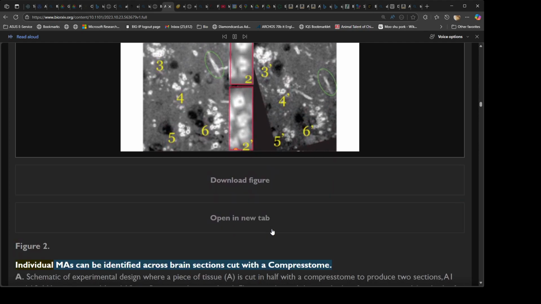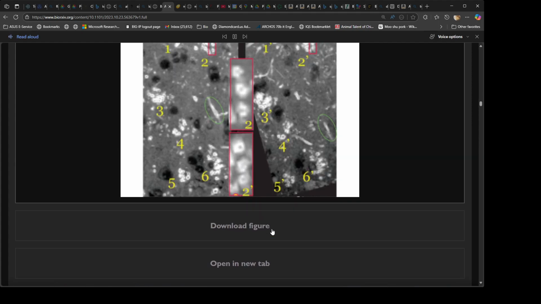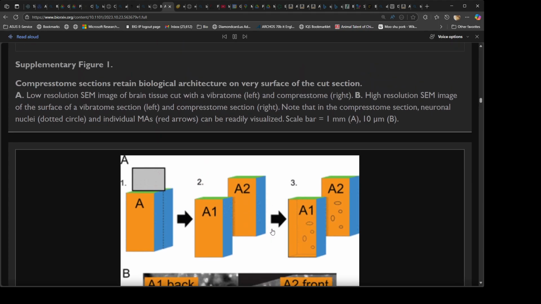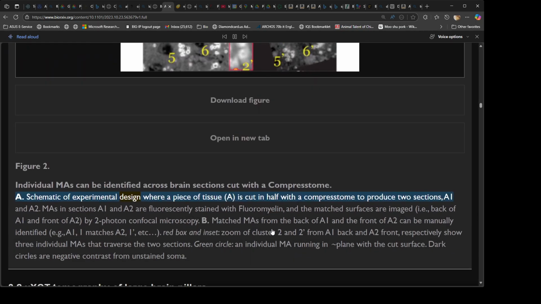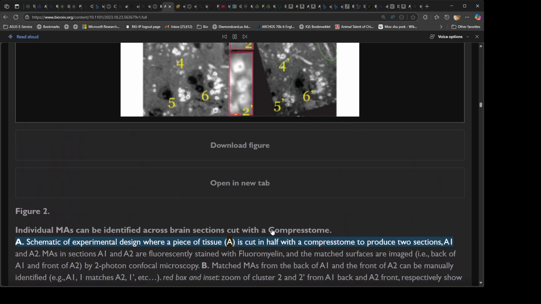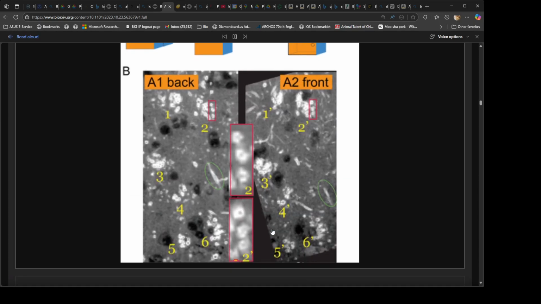Figure 2. Individual MAs can be identified across brain sections cut with a compressed tome. A. Schematic of experimental design where a piece of tissue, A, is cut in half with a compressed tome to produce 2 sections, A1 and A2. MAs in sections A1 and A2 are fluorescently stained with FluoroMyelin, and the matched surfaces are imaged, i.e., back of A1 and front of A2, by 2-photon confocal microscopy.